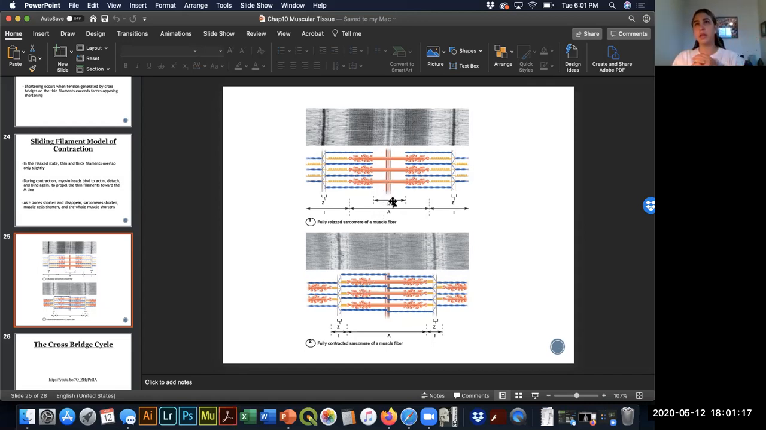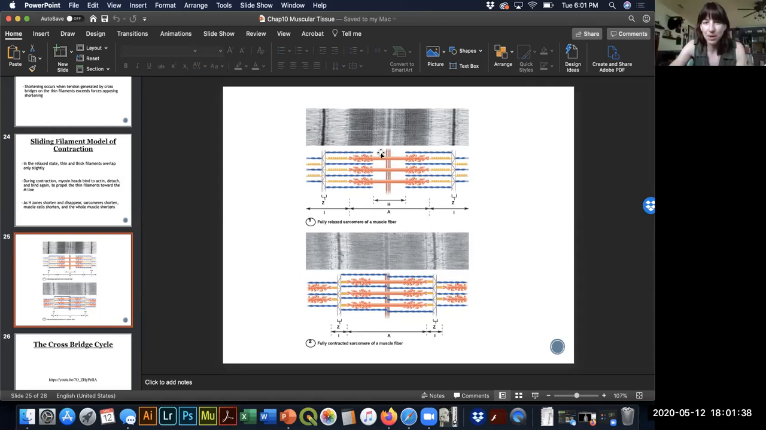The H is one of the ones that shrinks, like you just said. And the little thin filaments are moving in because these little guys are pulling them in like this, right? Oh, that makes sense. So that's when they connect.